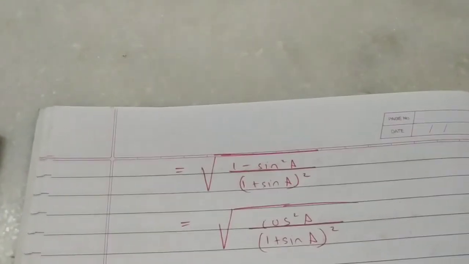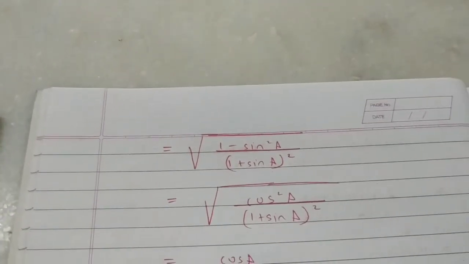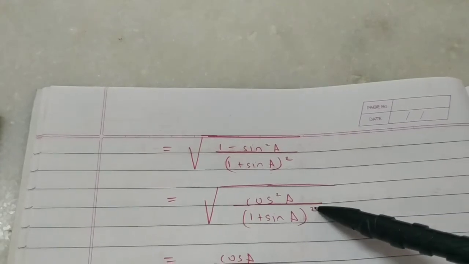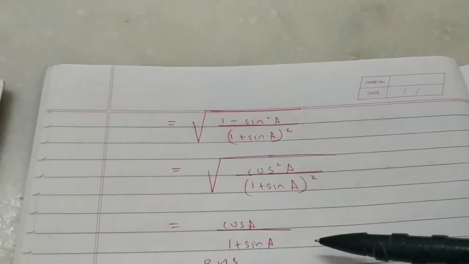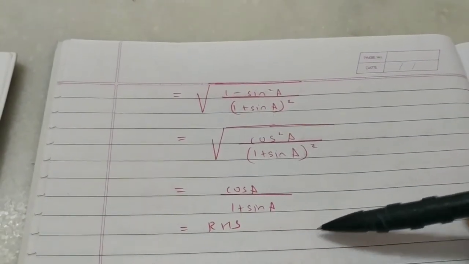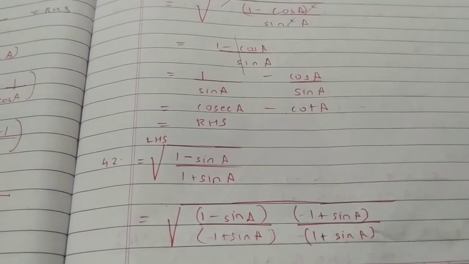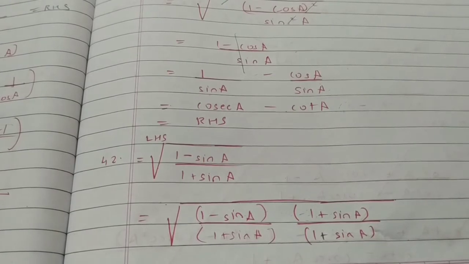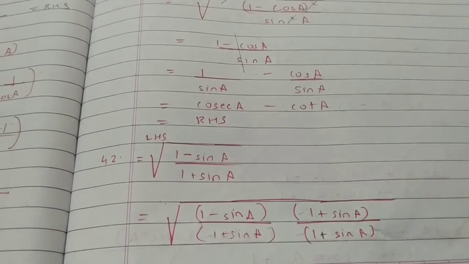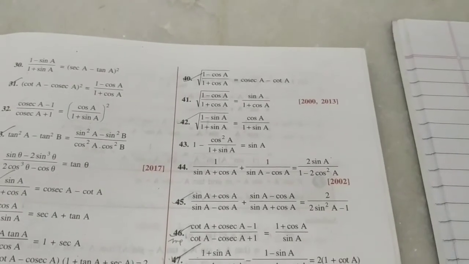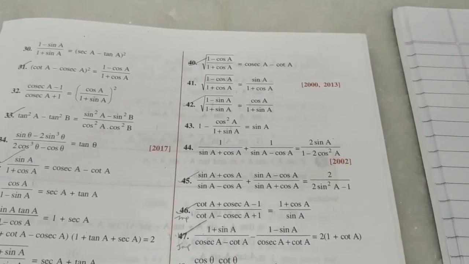So now the denominator also has a square, so the square and square roots get cancelled, and finally you get the RHS. If we would have taken the conjugate of the denominator here, there's nothing to worry. You would have got some other answer, but then if you would have done conjugate of that, still you would have reached the RHS. Next, the 45th sum.